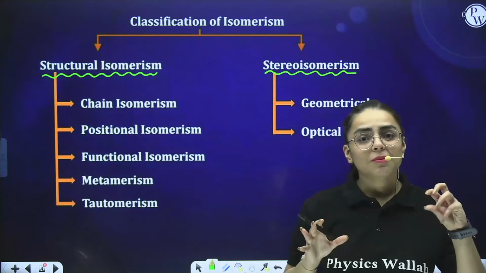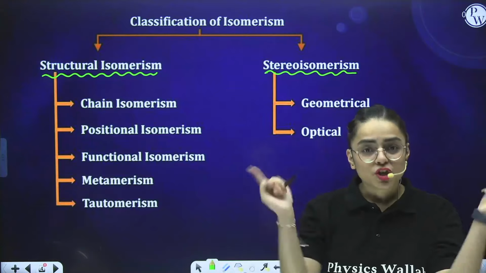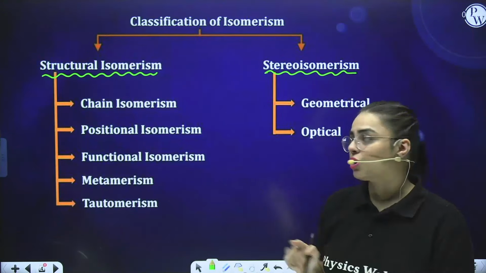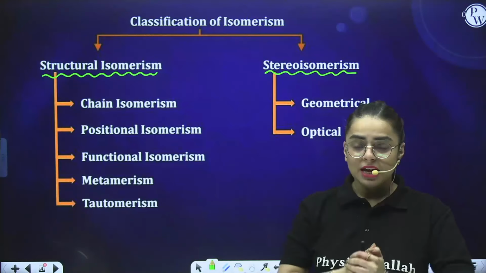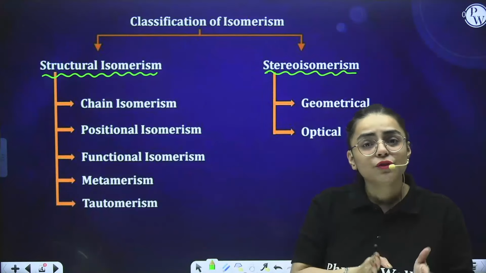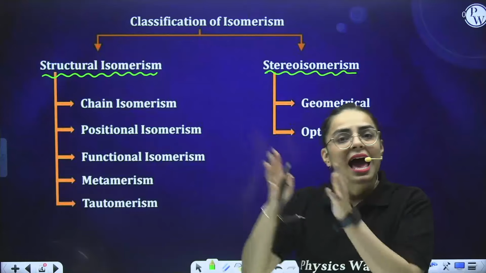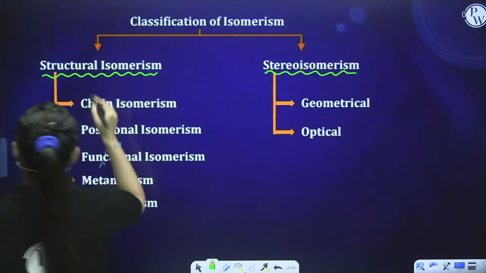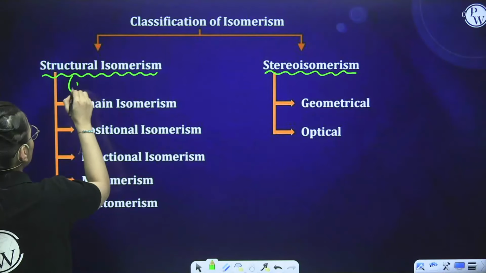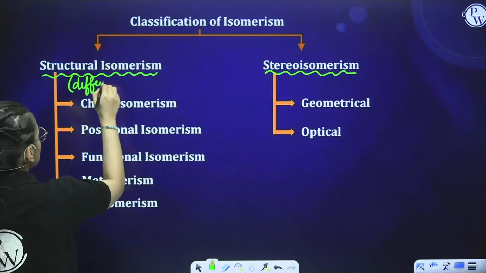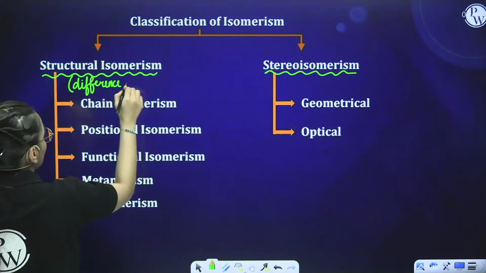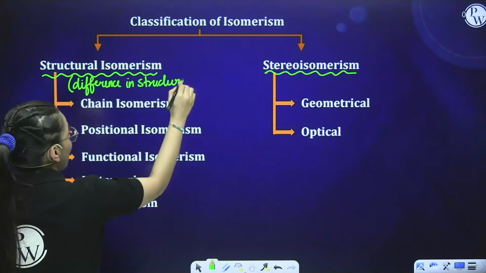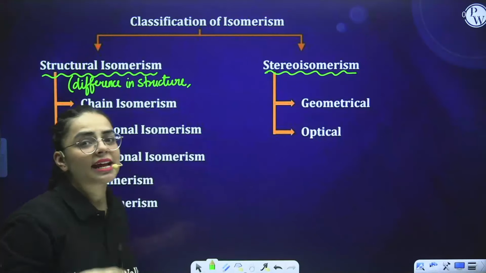If I'm talking about a difference in the spatial arrangements of the groups present in a molecule, then I'm talking about stereoisomerism. So on the basis of the difference, we have classified isomerism into two basic categories. First one is the structural, where there is a difference in structure, or I would say here different connectivity is observed.